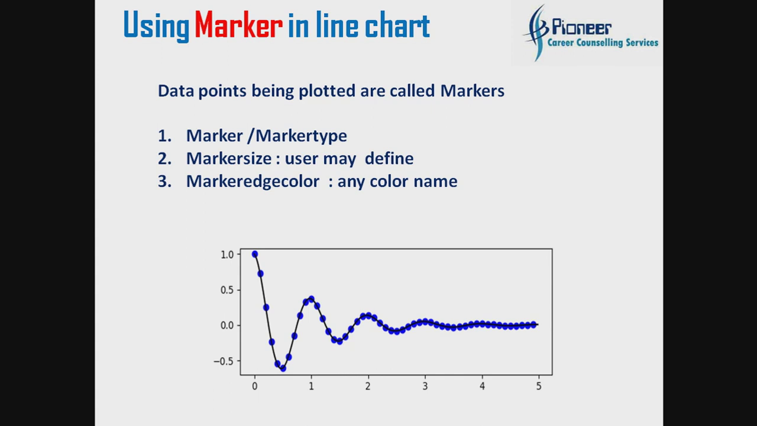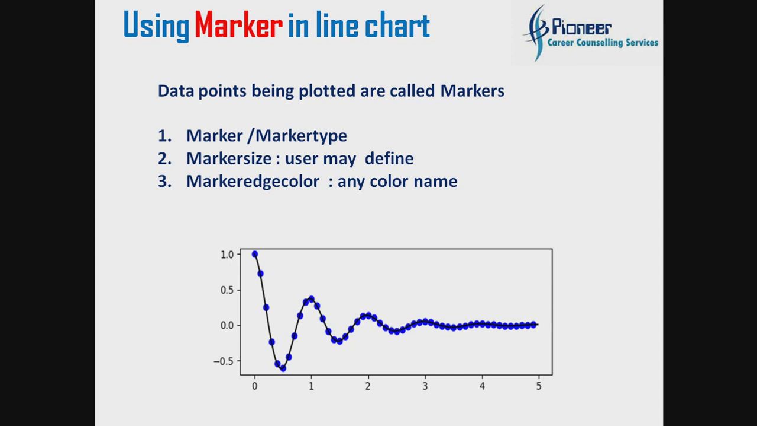If you want to change this marker type, we can pass different types of values. Even marker size we can define. If we want to show small points, bold points, or make big data points, you can increase or decrease the size of your marker. And the third argument is marker edge color, that means you can go for a different line color and a different marker edge color also.